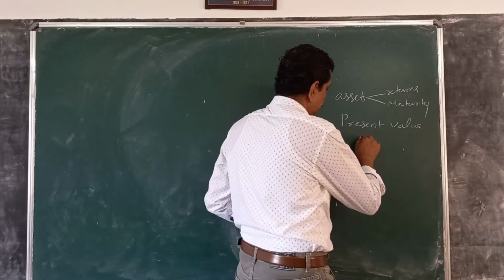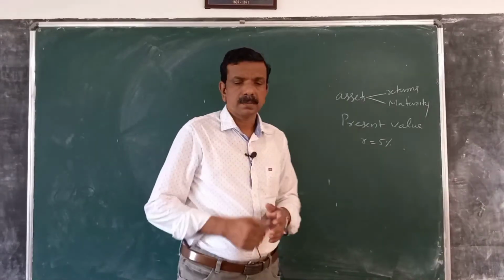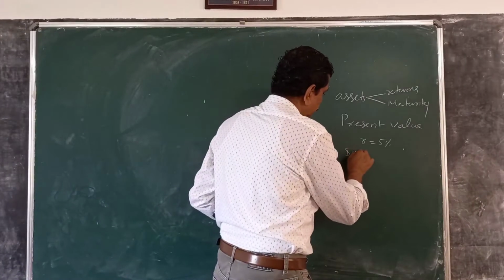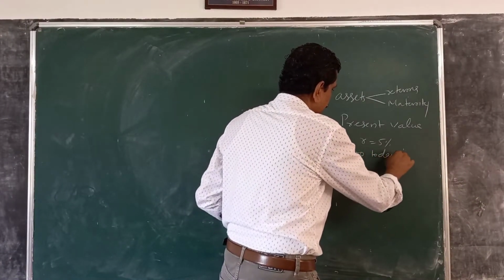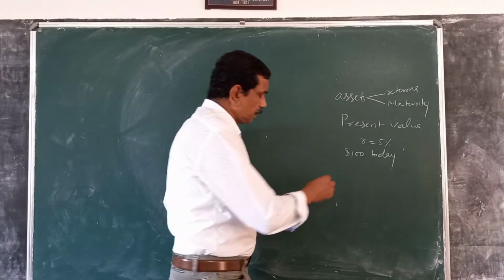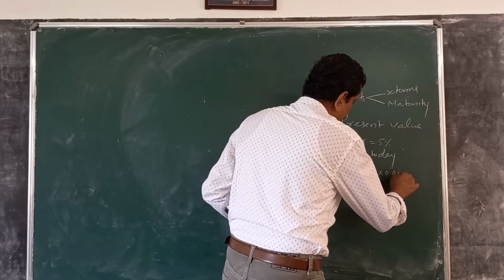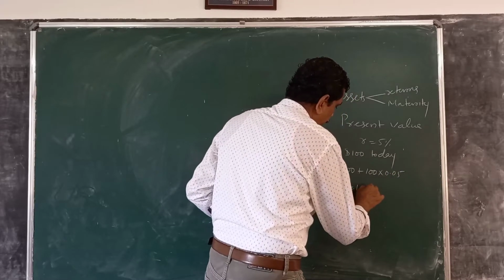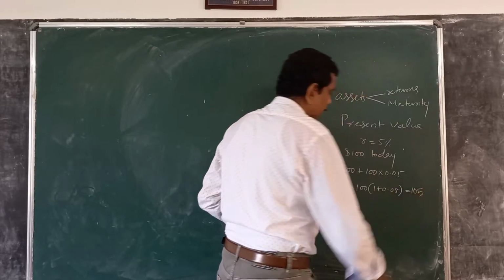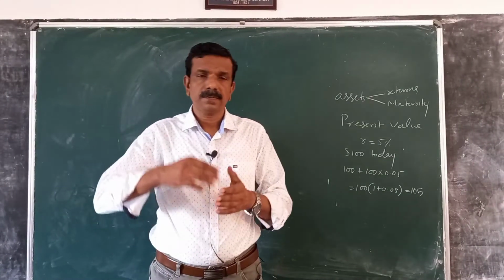Suppose that the market rate of interest is 5%. If you lend $100 today, after 1 year it becomes 100 plus 100 into 0.05, which is equal to 100 into 1 plus 0.05, which is equal to 105. So after 1 year it becomes 105 rupees.